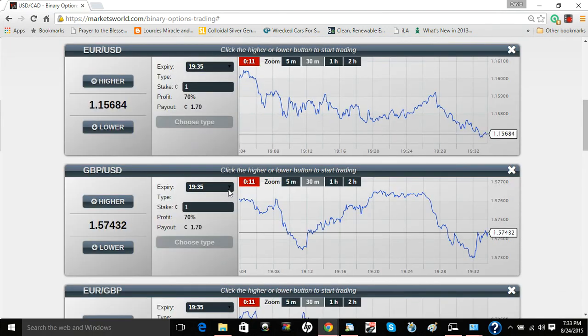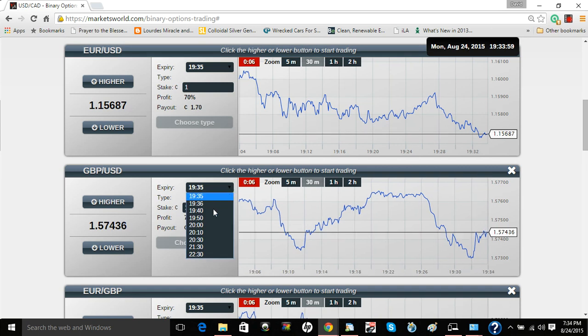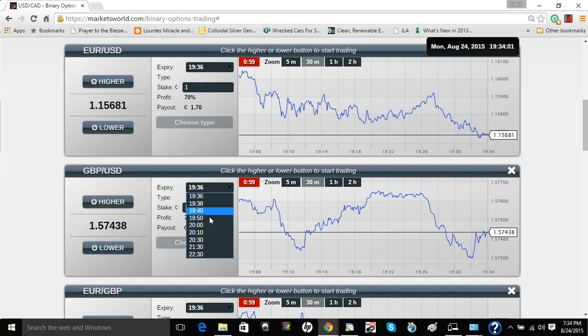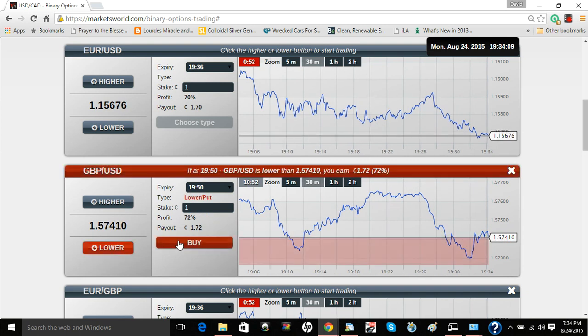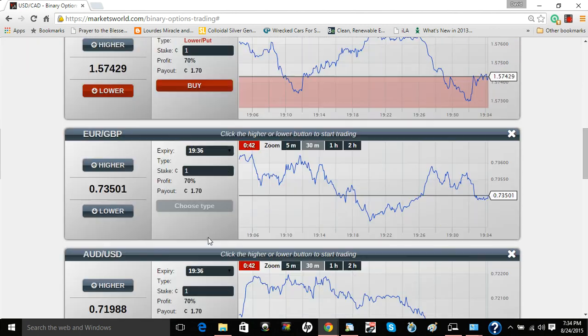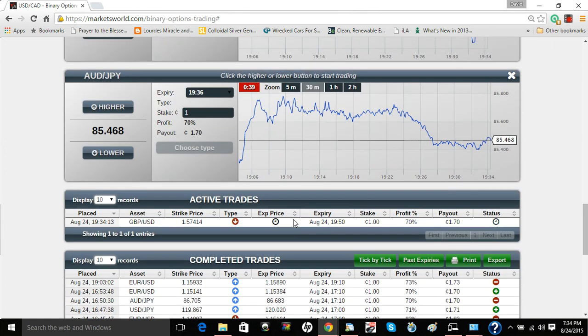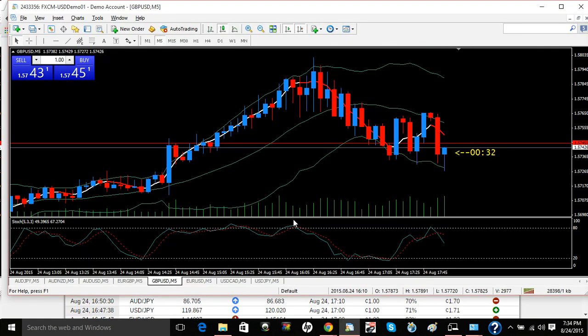And we're going to do this for next 1950. All right, go ahead and place a trade in downward direction. And we'll see what happens.